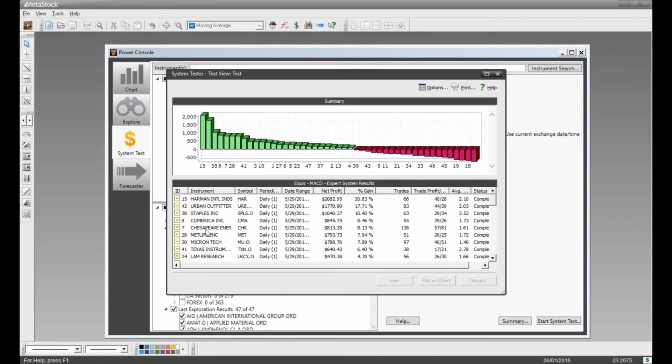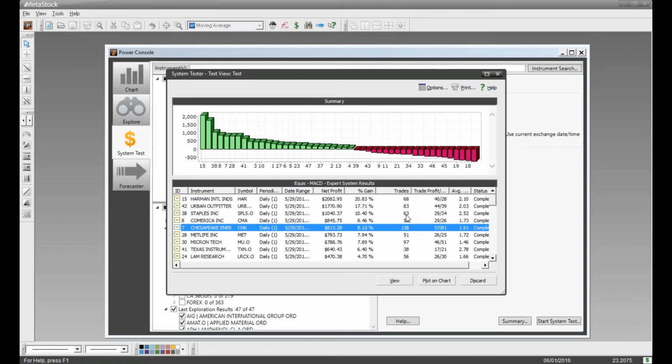Or I'm looking at Chesapeake Energy. I look over here and I see, well, 138 trades. There is no way that in 2 years I'm going to have the time to enter and exit 138 trades. It just doesn't make sense for me. What we're doing is we're finding instruments that fit well trading your system and your lifestyle.